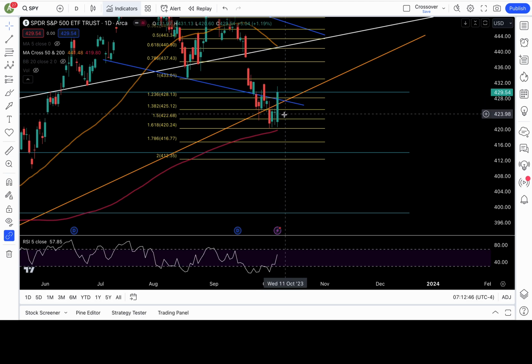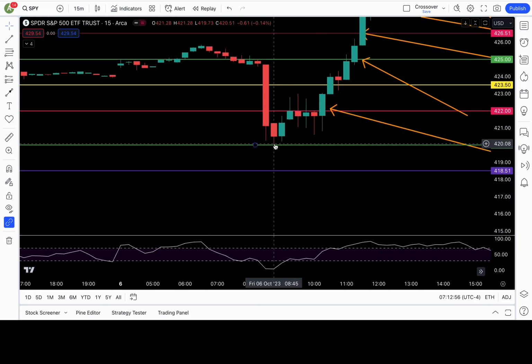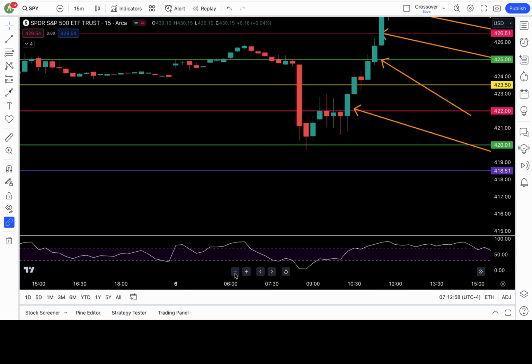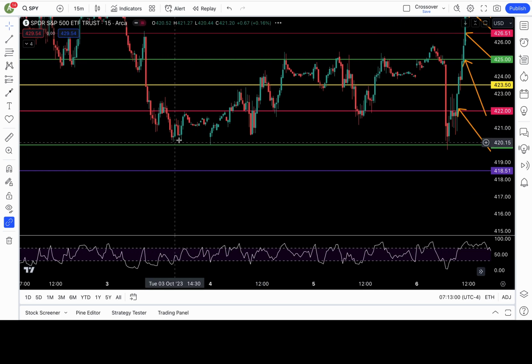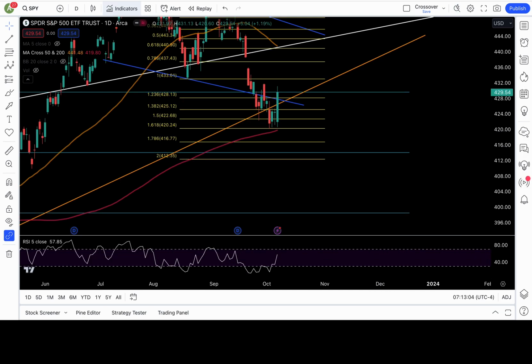With 425, 423.5, 422, 420. Keep in mind, we had strong buying pressure from that 420 level. This green line, that's my 420 level. You guys can see all the multiple bounces we had. Strong buy zone there. So if it's lost, that will be a big win for the bears.